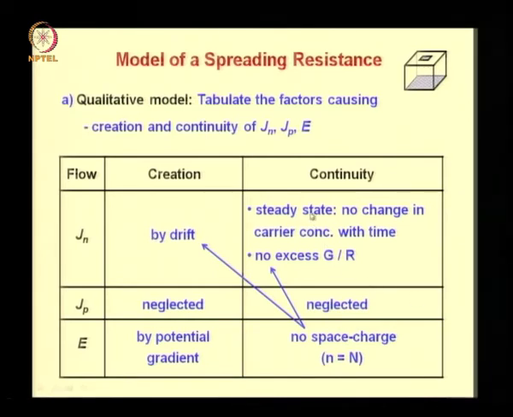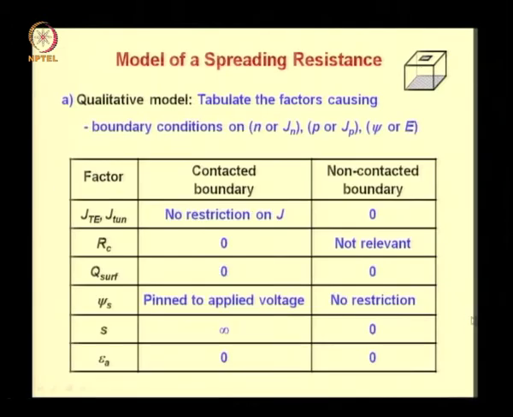First, we discussed the qualitative model, which involved tabulating the factors for causing creation and continuity of Jn, Jp and E. This tabulation looks something like this. Then we tabulated the factors causing boundary conditions on n or Jn, p or Jp and psi or E. This table had the appearance shown on this slide.